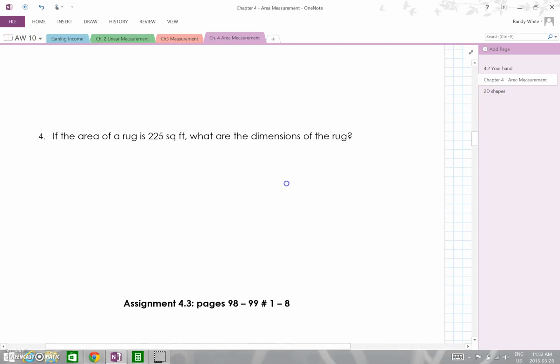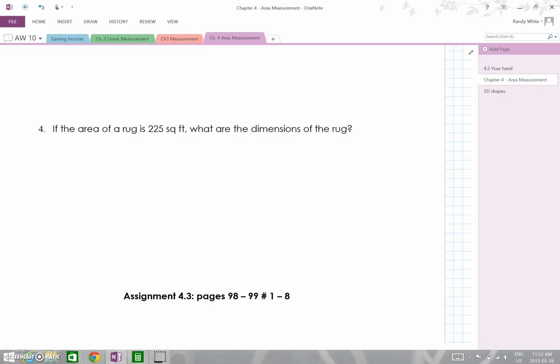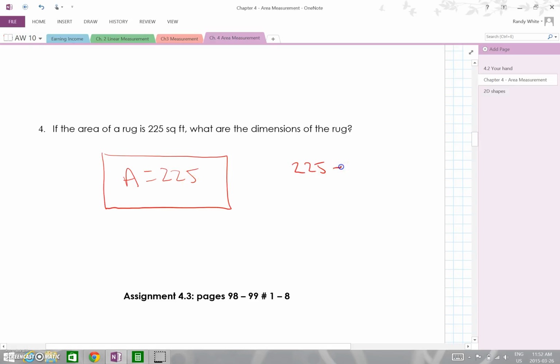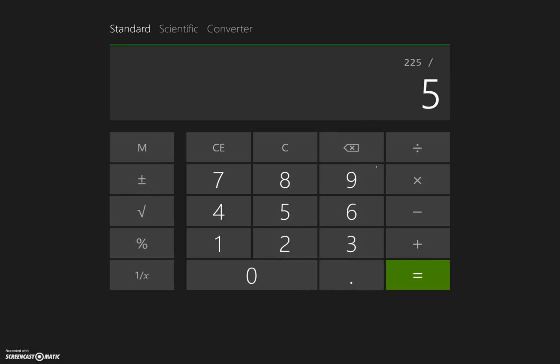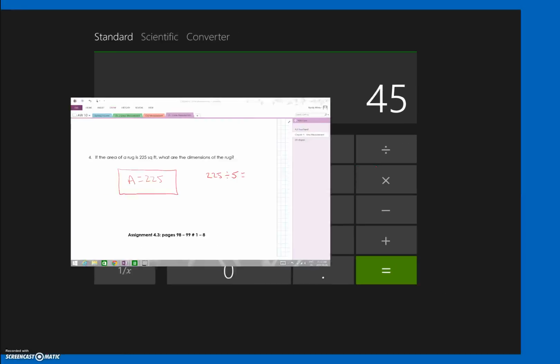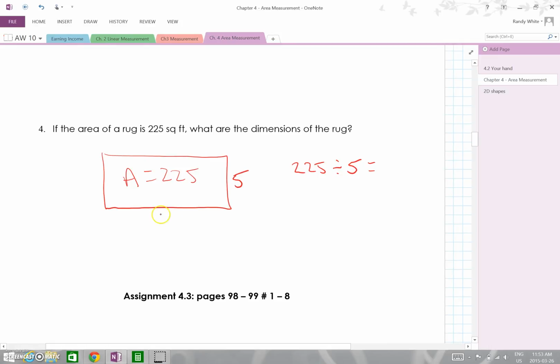All right, here's one more. We have a rug. The area of the rug is 225 square feet. What are the dimensions of the rug? Well, it could be anything, right? It really could be anything, because I know the area is 225. So I can choose a number. I see that it's divisible by 5. So if I take 225 and I divide that by 5, you can see it's 45. So the rug could be 5 by 45 feet.